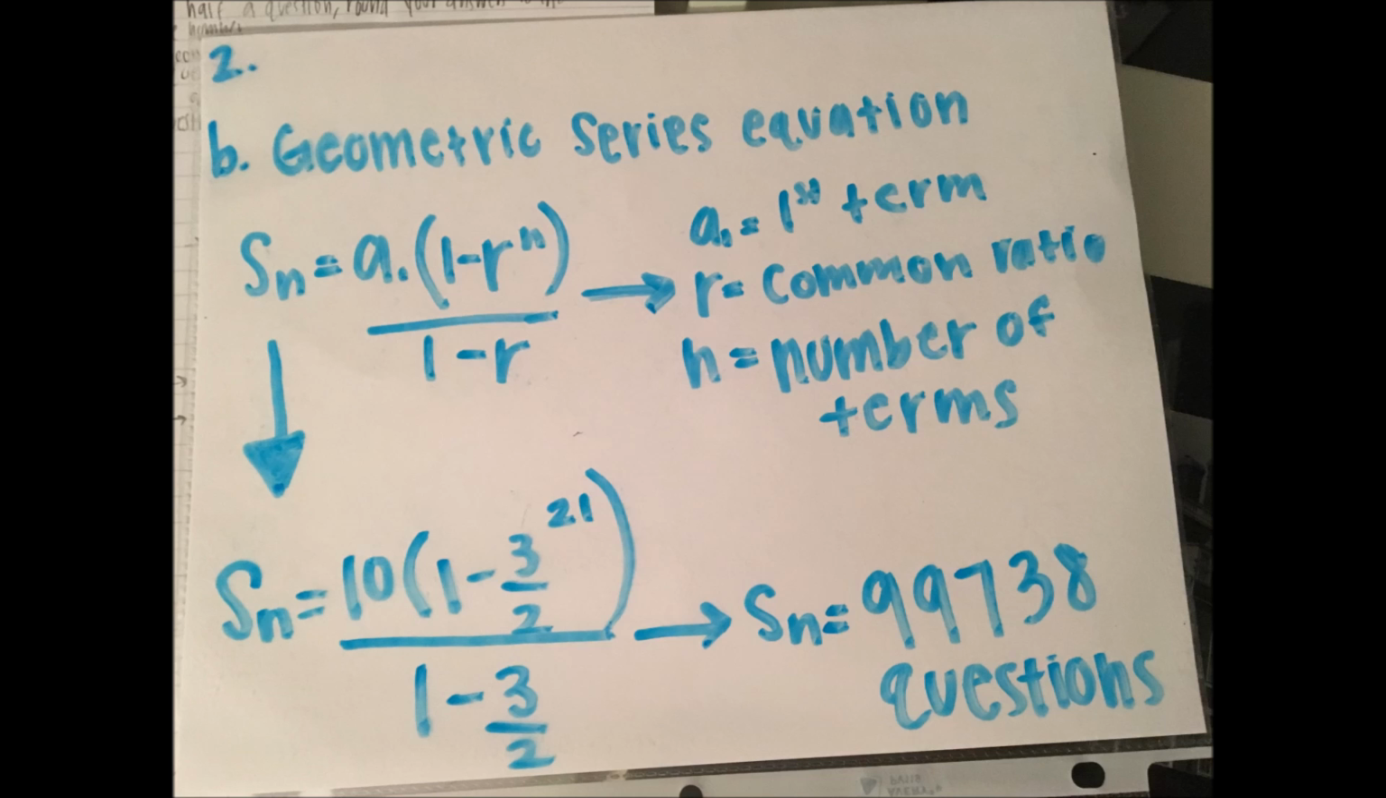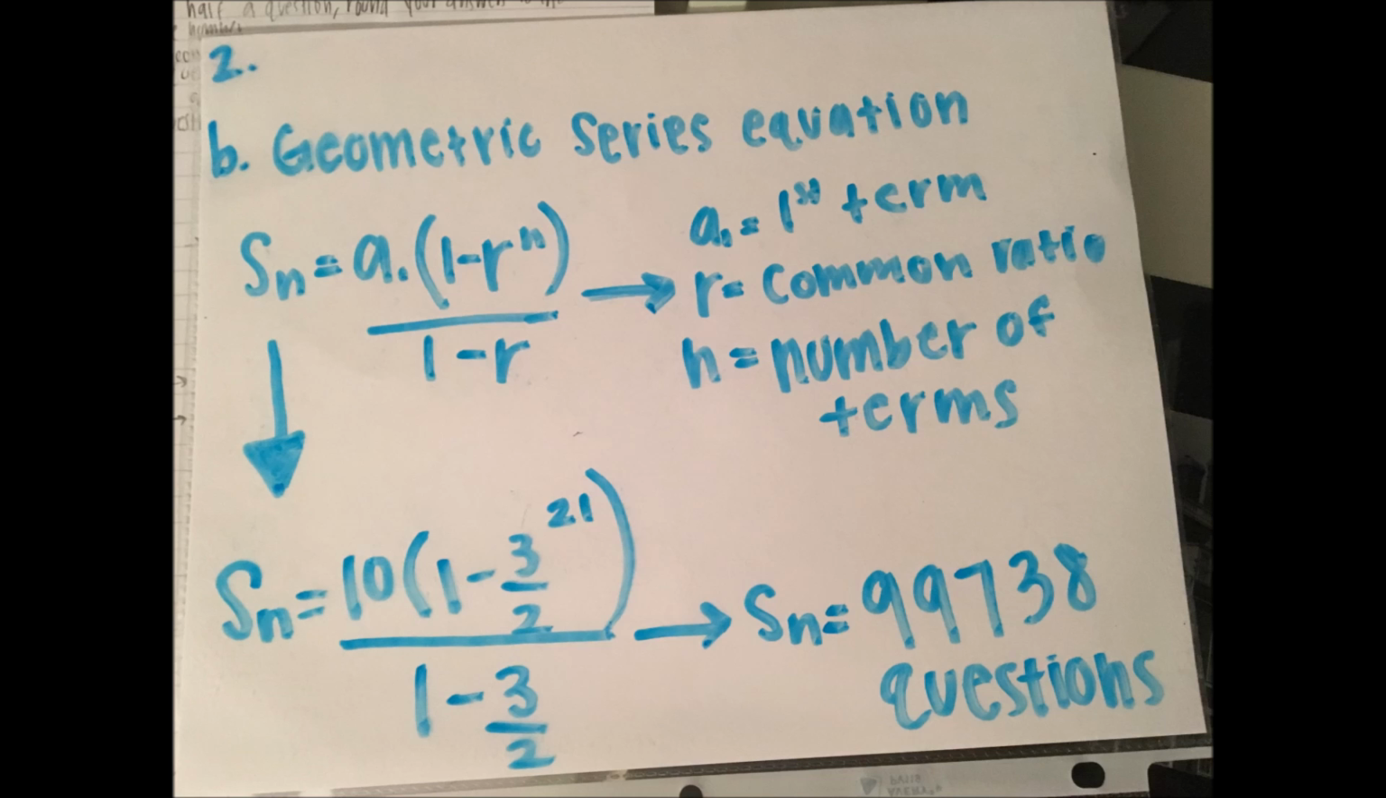So in order to solve this, all you need to do is plug in the numbers that were given to you in the situation. So you get s sub n is equal to 10, which is the number of questions on the first term, times parentheses 1 minus 3 halves, and the 3 halves, once again, is the common ratio, to the 21st power, because you're finding the sum of the 21 tests, all divided by 1 minus 3 halves.